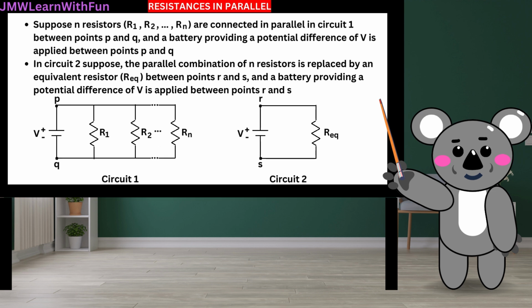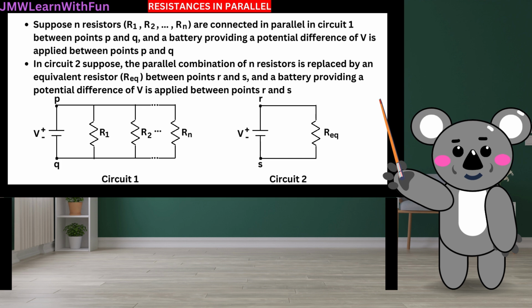Suppose n resistors, R1, R2, and so on till Rn, are connected in parallel in circuit 1 between points P and Q, and a battery providing a potential difference of V is applied between points P and Q. In circuit 2, suppose the parallel combination of n resistors is replaced by an equivalent resistor, Req, between points R and S, and a battery providing a potential difference of V is applied between points R and S.